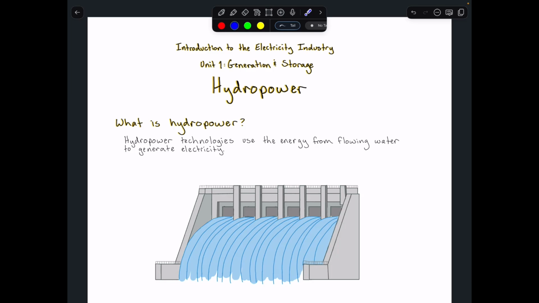Welcome to our introductory lecture on hydropower. Hydropower is one of the many resources used around the world for generating electricity. So the goal of this lecture is to help people understand what exactly hydropower is, how hydropower is used to generate electricity, and discuss some of the considerations around using hydropower as an energy resource.